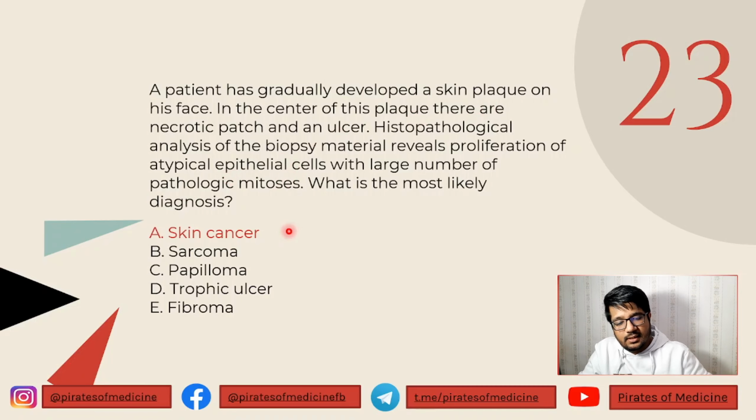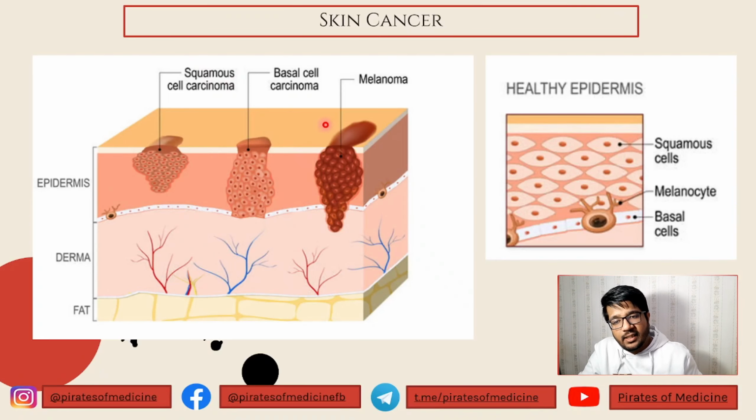This is skin cancer. Now, skin cancer can be of many types depending on which cells of the skin are involved. If the squamous cells are involved, we have squamous cell carcinoma. We have basal cell carcinoma if the basal cells of the basal layer are involved. And if the melanin secreting cells, the melanocytes, are involved, we have melanoma.